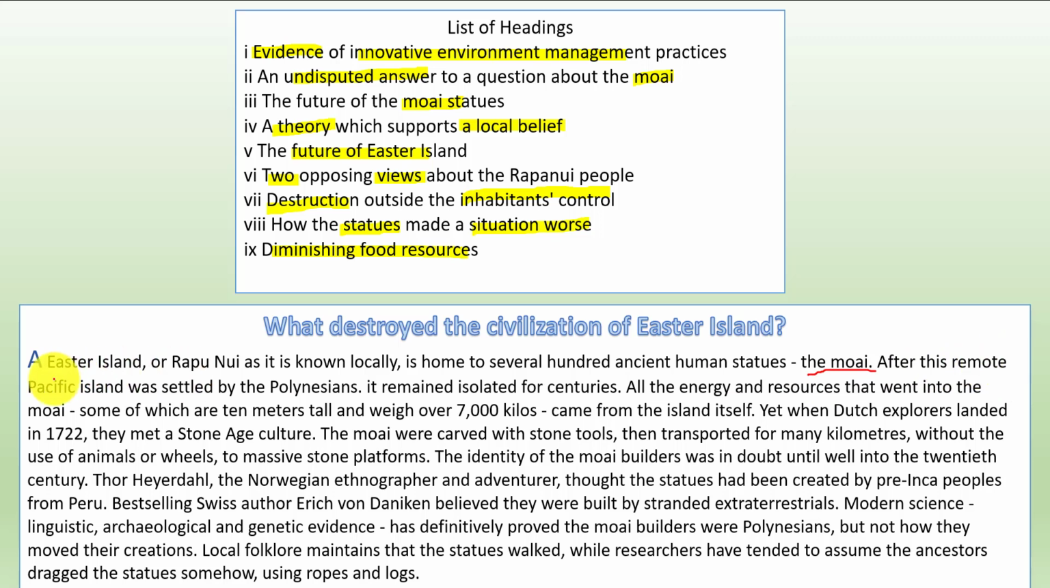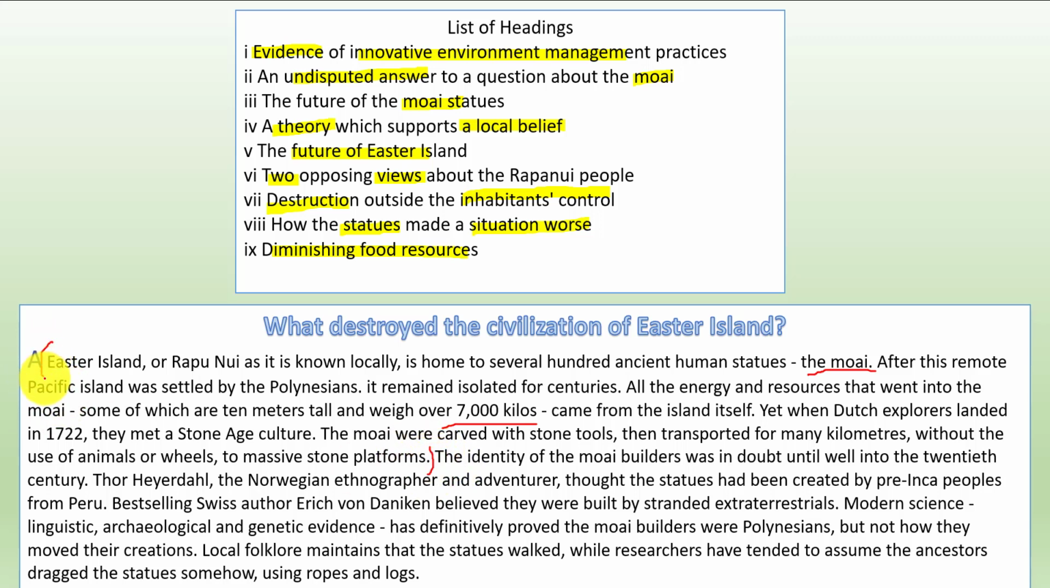After this remote Pacific island was settled by the Polynesians, it remained isolated for centuries. All the energy and resources that went into the Moai, some of which are 10 meters tall and weigh over 7,000 kilos. Okay, as you see, these sentences are about the Moai statues, came from the island itself. Yet, when Dutch explorers landed in 1722, they met a Stone Age culture. The Moai were carved with stone tools, then transported for many kilometers, without the use of animals or wheels, to massive stone platforms. Okay?